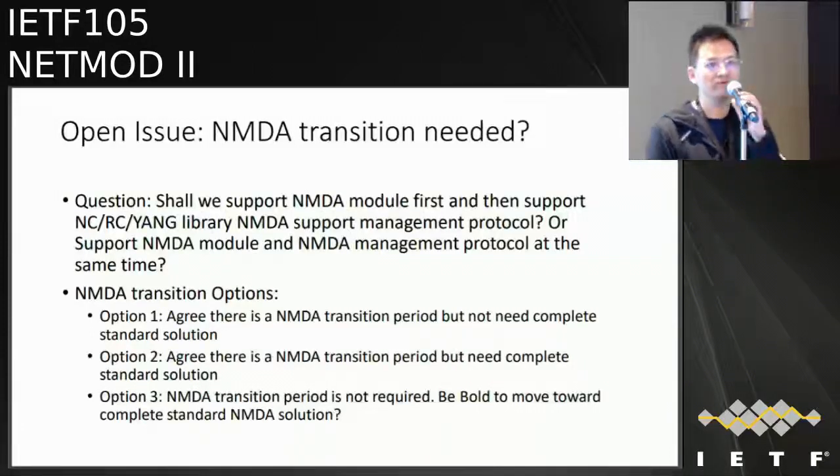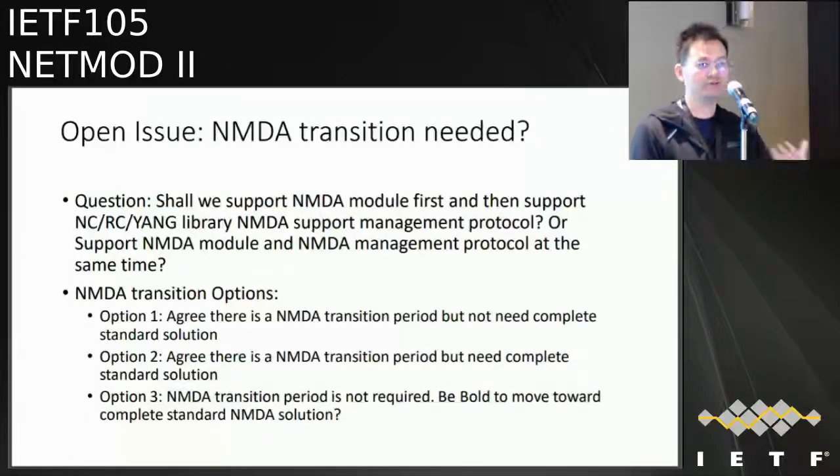Yeah, the puzzle we're facing is that when we take option 2, we actually need a complete standard solution. For every NMDA model, you should define a state module. But some NMDA modules didn't define the state module, such as the module tag, or maybe some other cases. So that will delay implementation. How do you address this?